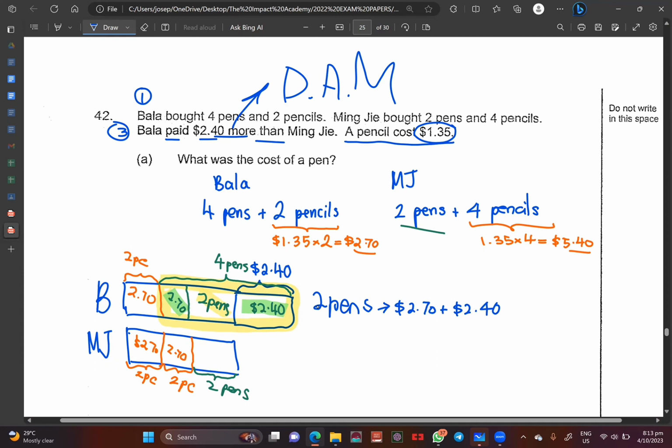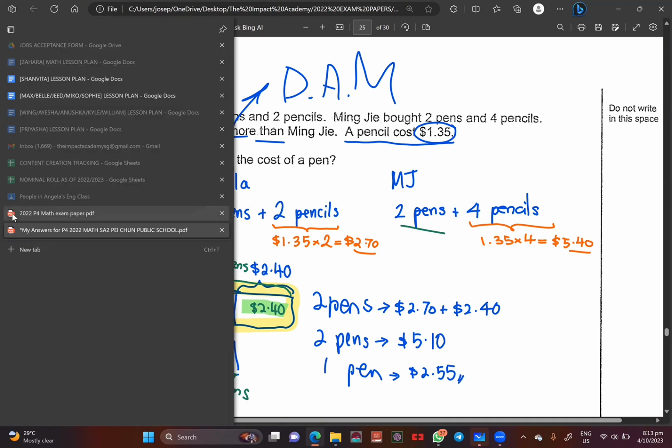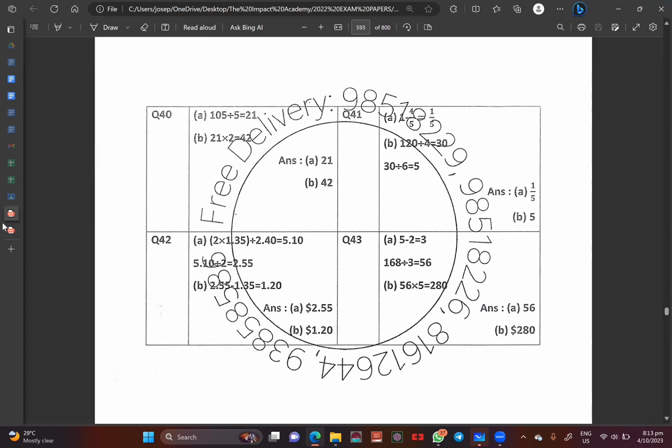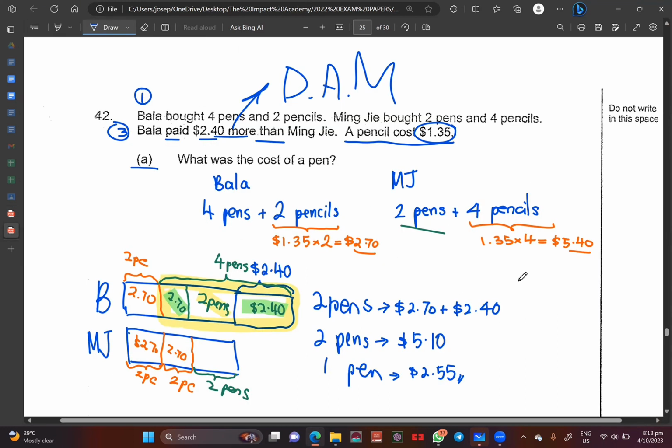All right, 270 plus 240. Therefore, your answer for 2 pens will then be $5.10. Make sense? Okay, so what do I want to do? I want to always get to 1 pen, isn't it? So 1 pen is actually equal to how much? $5.10 divided by 2. Make sense? And then that gives me $2.55. And this is your answer for A. You understand or not? Now that is the cost of 1 pen.